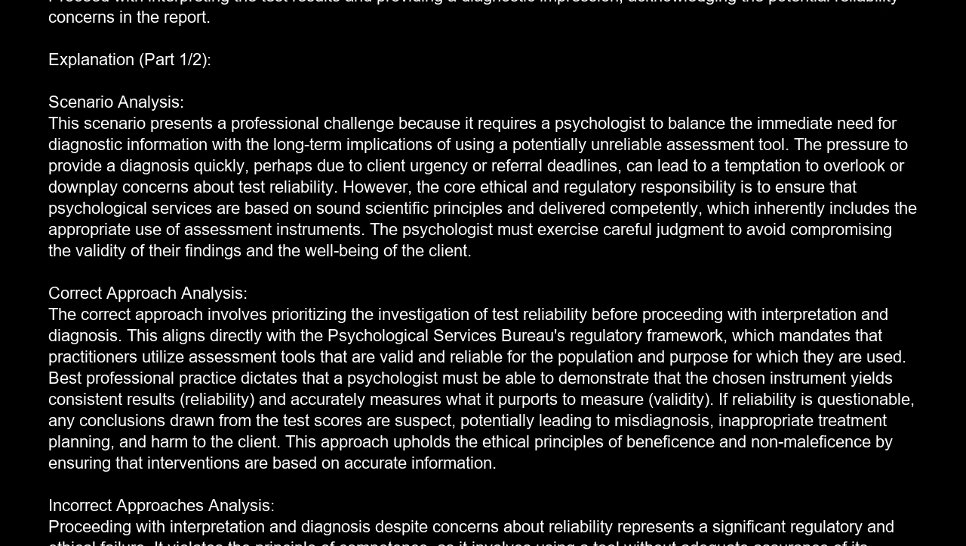If reliability is questionable, any conclusions drawn from the test scores are suspect, potentially leading to misdiagnosis, inappropriate treatment planning, and harm to the client. This approach upholds the ethical principles of beneficence and non-maleficence by ensuring that interventions are based on accurate information. Incorrect approaches analysis. Proceeding with interpretation and diagnosis, despite concerns about reliability, represents a significant regulatory and ethical failure. It violates the principle of competence, as it involves using a tool without adequate assurance of its quality.